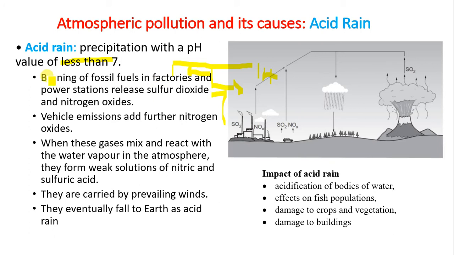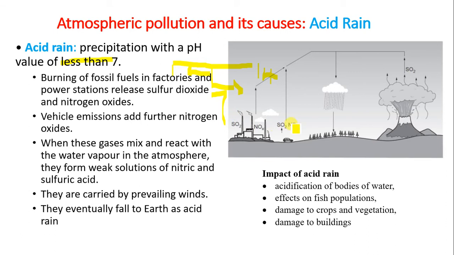Now, it is caused by burning of fossil fuel in factories and power stations, which releases sulfur dioxide and nitrous oxide into the atmosphere, and even your cars, burning of these fossil fuels in your cars also releases these gases. So industries release gases of sulfur dioxide, nitrous oxide into the atmosphere. Even volcanic eruption in this case releases these gases into the atmosphere.